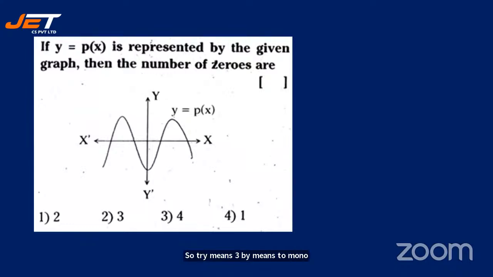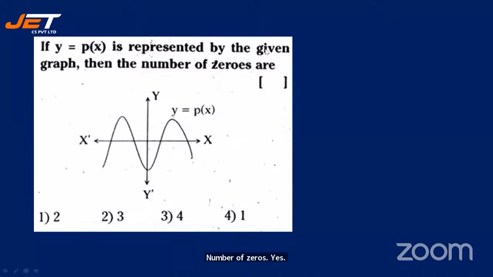If y is equal to p of x is represented by the given graph, then the number of zeros are. You can see in how many places it is touching the x-axis. That is your number of zeros.